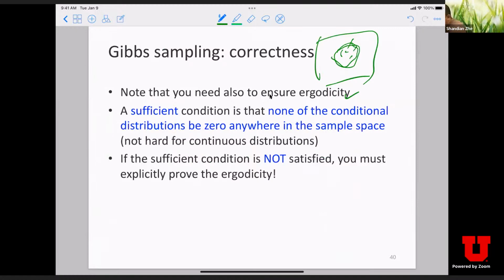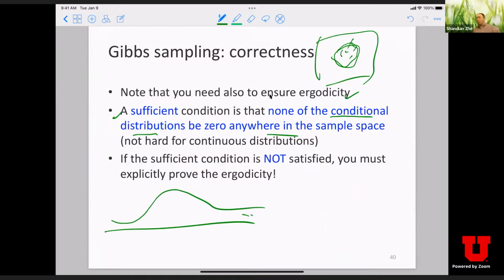So then how do we check if your Gibbs sampling is ergodic? One sufficient condition is that none of the conditional distributions will be zero anywhere in the sample space. For example, if your conditional distribution is a Gaussian distribution, we know that at every value on the real axis it has a non-zero density, right? So that means it guarantees that you have some non-zero chance to jump to every possible point in the real space. Then it will be ergodic.